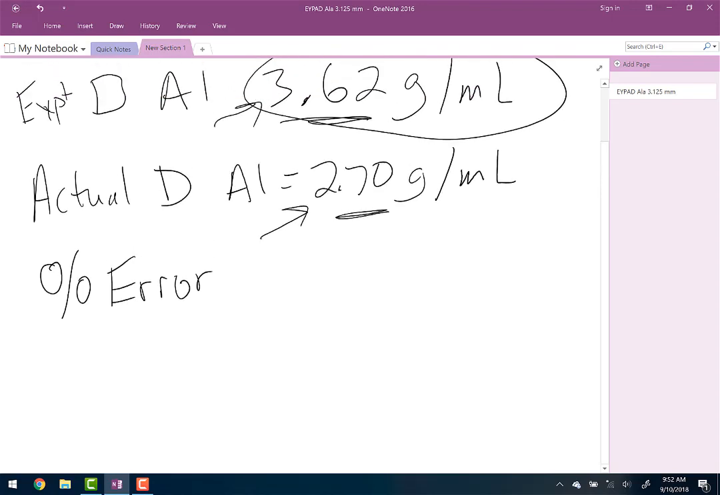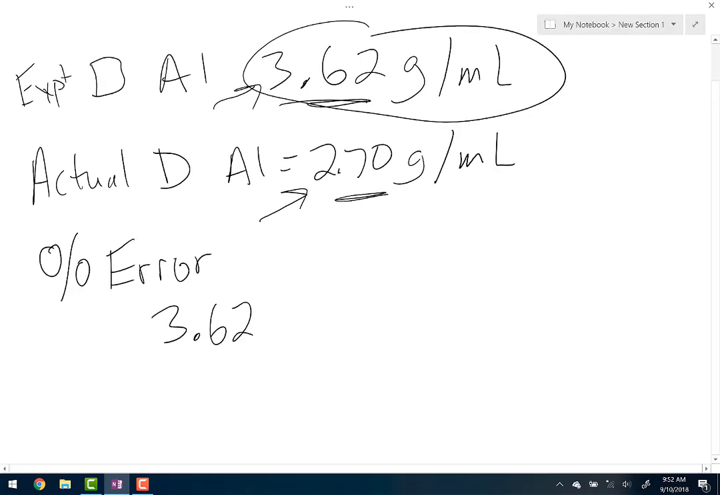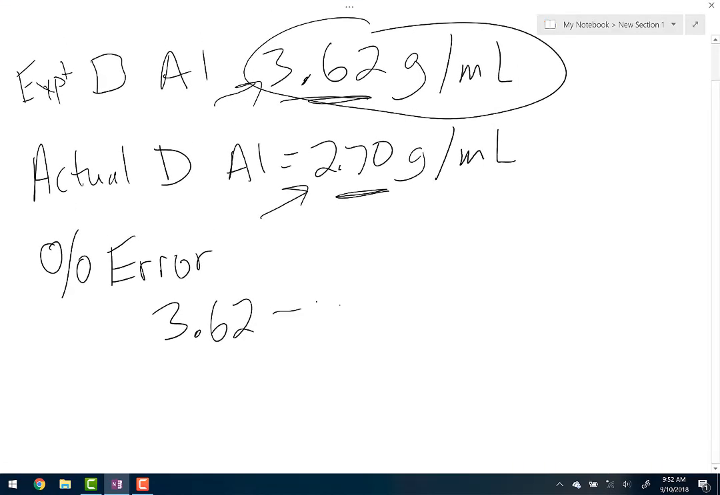So to calculate percent error, we're going to take 3.62 and, let's make this full screen just to give us some more space, 3.62 minus 2.70. You might need a calculator for that. I'm going to type that in my calculator exactly how I see it on my screen, 3.62 minus 2.70, and I get 0.92. So the first part of percent error is always just to subtract the big number minus the small number.